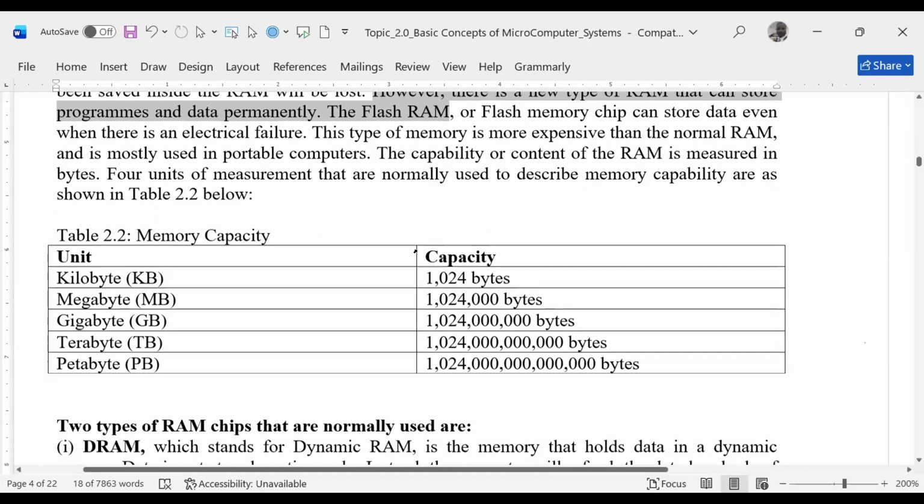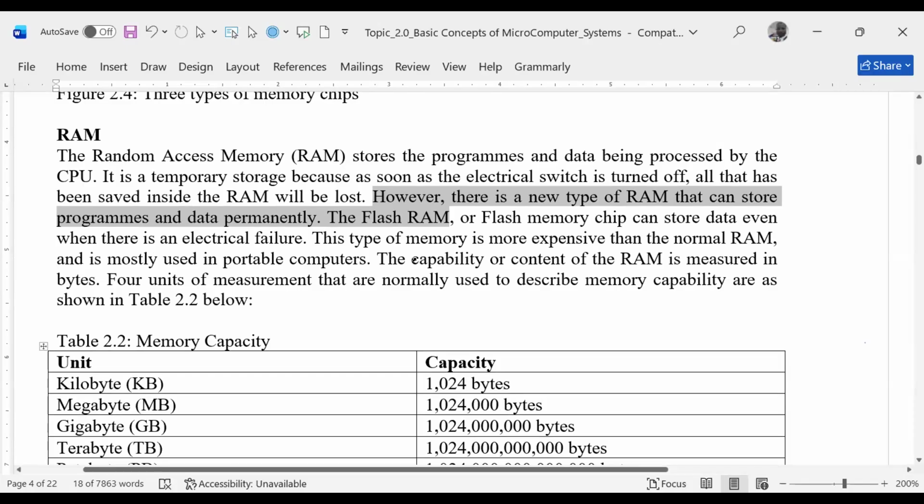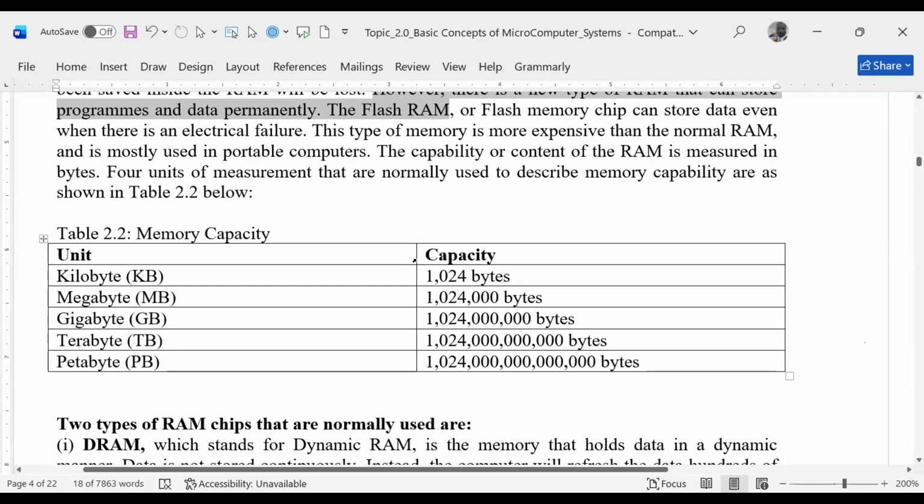And this is how memories are measured. In computing, memory and the hard disk or storage device are measured in bytes. So bytes are what we use to measure storage capacity in computing. But the processor performance is measured in hertz, H-E-R-T-Z. The memory, that is the primary storage and secondary storage, are measured in bytes.